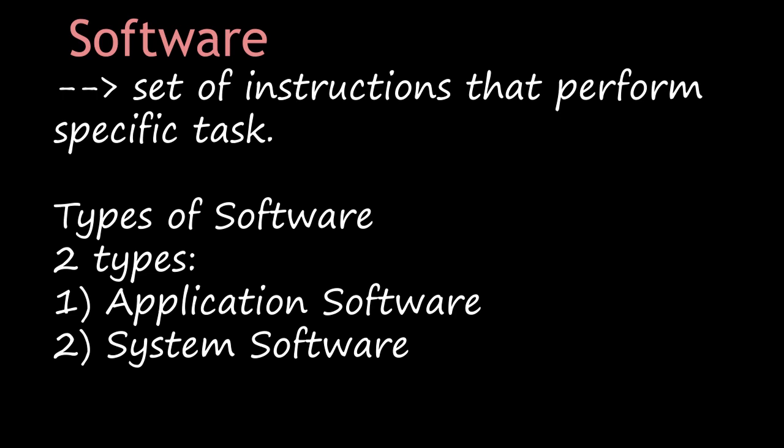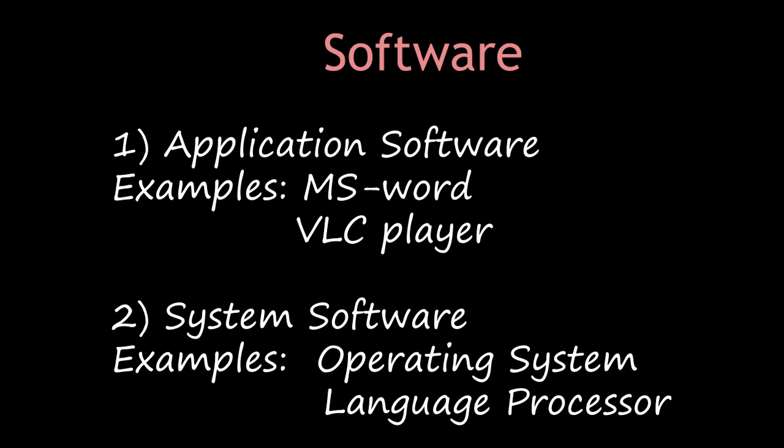Software is a set of instructions that perform a specific task, and this will interact with hardware to generate the desired output. The types of software are application software and system software. Application software means this is a set of programs which is used to perform a specific task only. When you see an example for application software, you will get an idea. An example is MS Word. This is used to create a text document, right? VLC player. This is used to play audio or video files, right? These are all the application software.